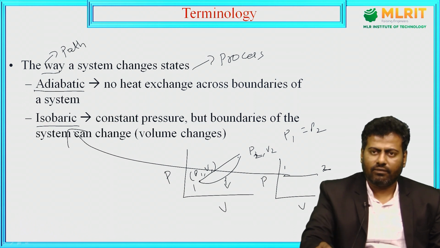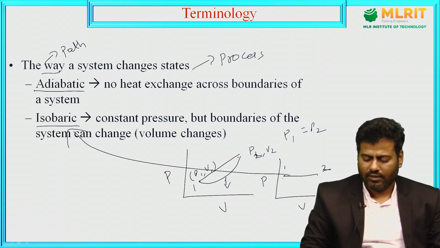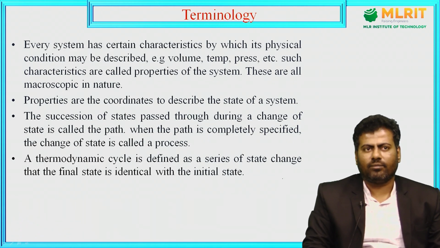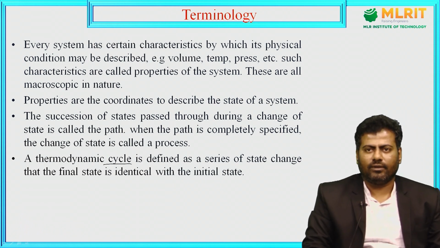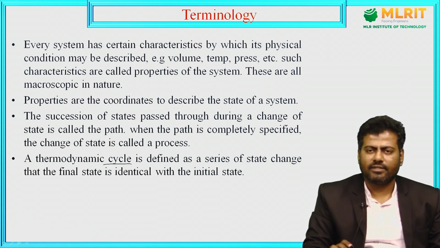So first I need to evaluate the state, and after that the path, then I can evaluate the process. Once I have evaluated the process, I can go on to the cycle. The combination of two or more processes is what we call a thermodynamic cycle. In a thermodynamic cycle, the final state must be equal to the initial state. Then I can say it follows the thermodynamic cycle.